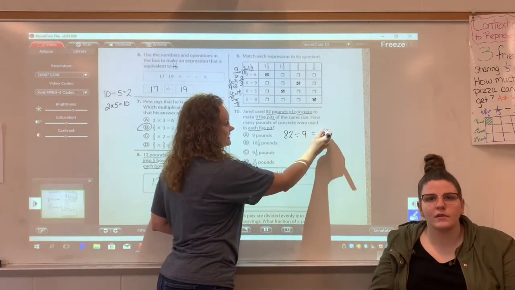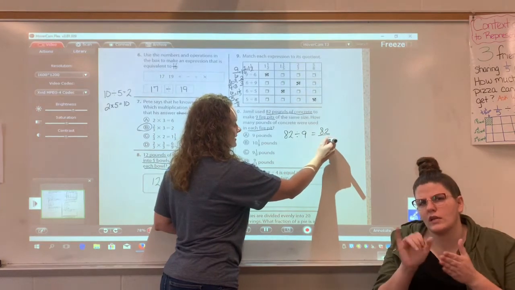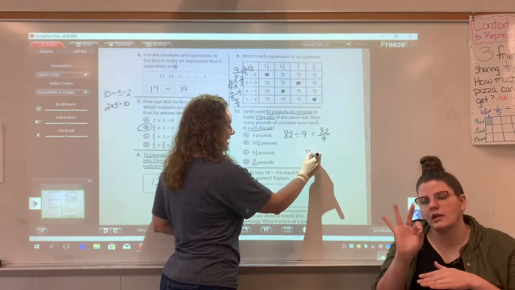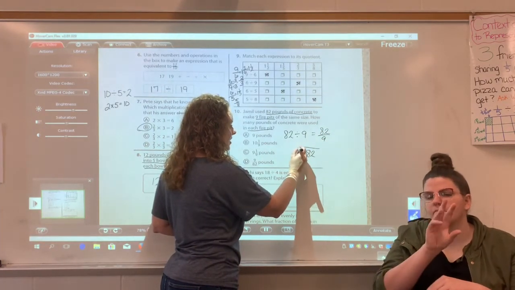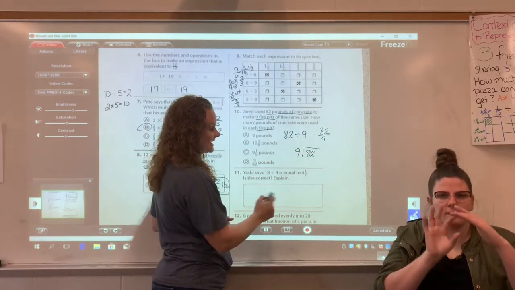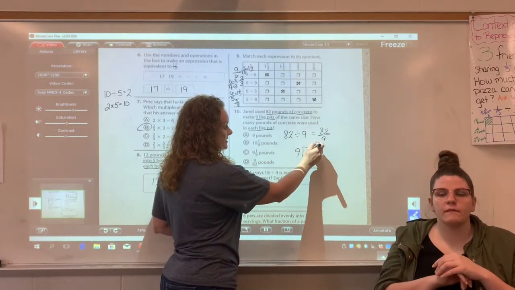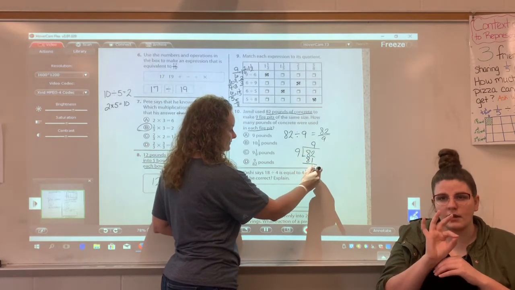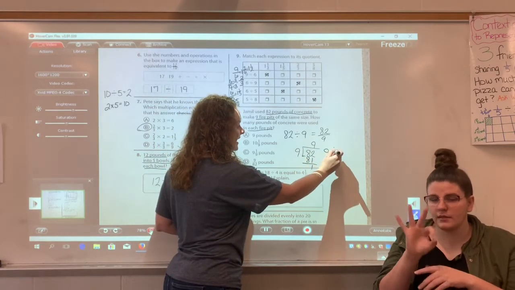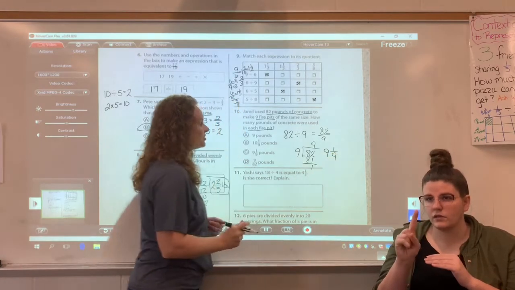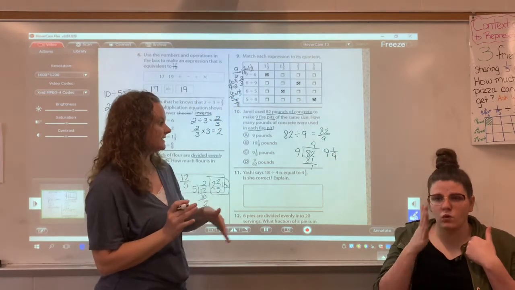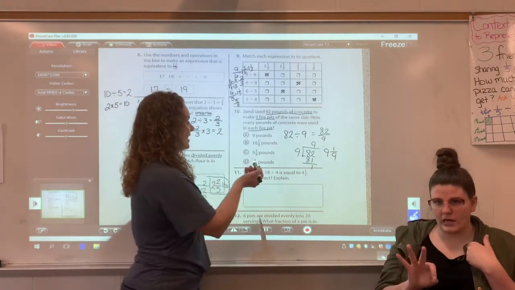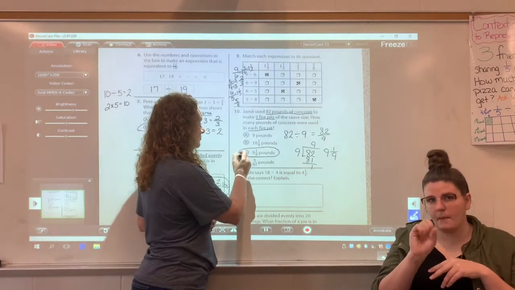Another way to write this is 82 divided by 9. If we take that and do this problem, all of these are ways to write the exact same thing. 9 goes into 82 9 times, which equals 81. Subtract. And you have 9 and 1/9. So each one of those fire pits needed 9 and 1/9 pounds of concrete.